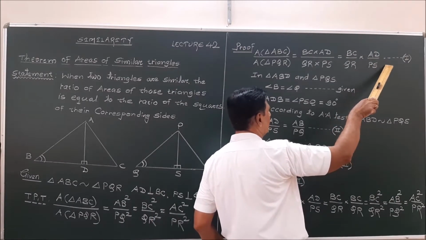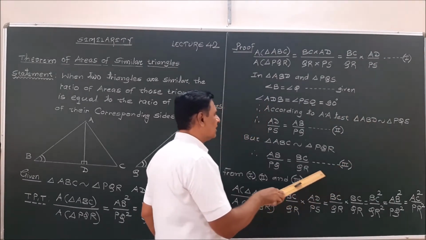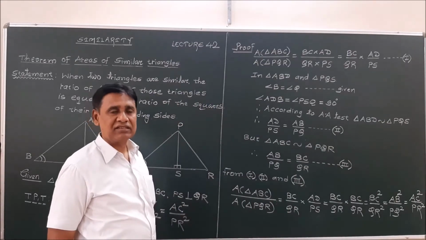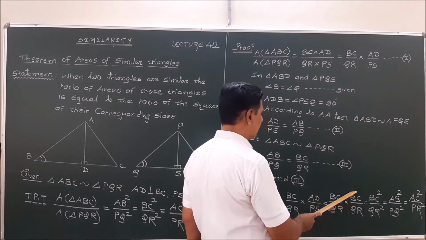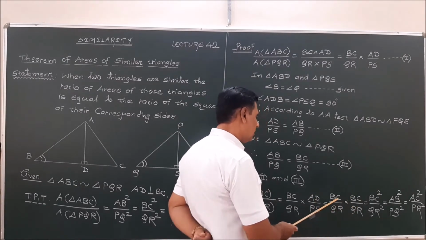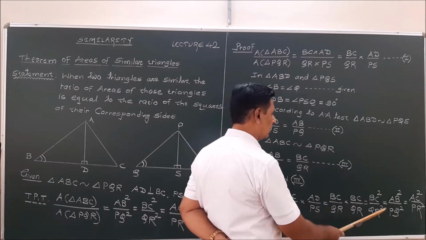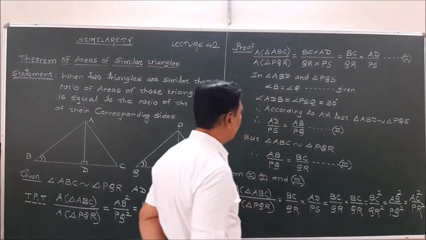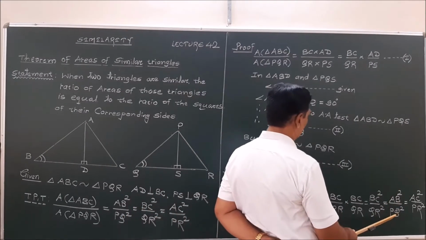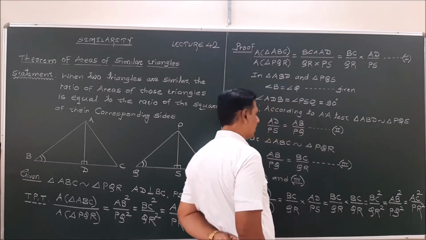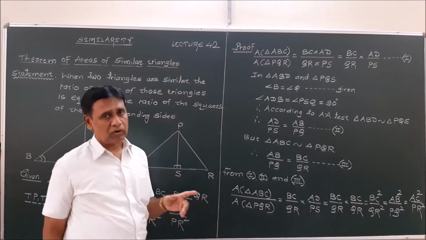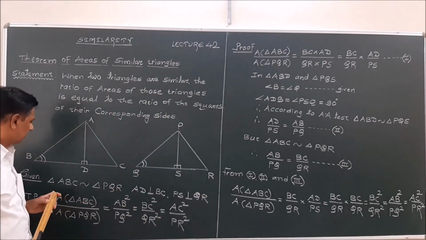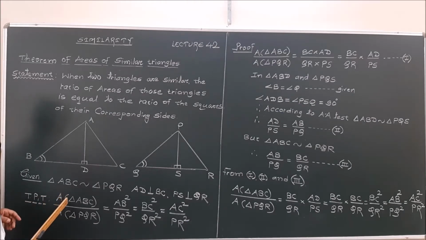But this area upon PS we can write as BC upon QR. That is very, very important. So you will get here area upon PS replaced by BC upon QR. You will be getting BC square upon QR square. Correct? So you will find here AB square upon PQ square is equal to AC square upon PR square. So what is the statement? The statement is very important: the ratio of areas of similar triangles.